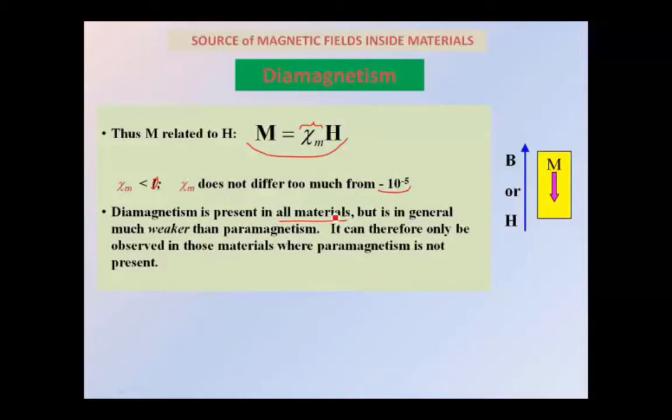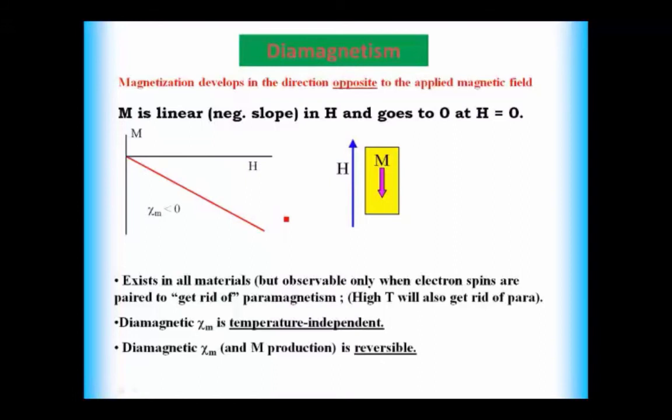It's usually too small, and in particular it's very difficult to see if you have paramagnetic behavior at the same time. It's much weaker than paramagnetic response, and so you really can only observe it in materials where there is no paramagnetic behavior. There are several materials that will do this, and just a simple example is water. Water is diamagnetic. So what happens if you look at the magnetization versus H? Well, as we expect, it's linear, it has a negative slope, and it goes to 0 at H or B equal to 0. And so we have this relationship that gives us the magnetization in the opposite direction, and as we said before, it exists in all materials.